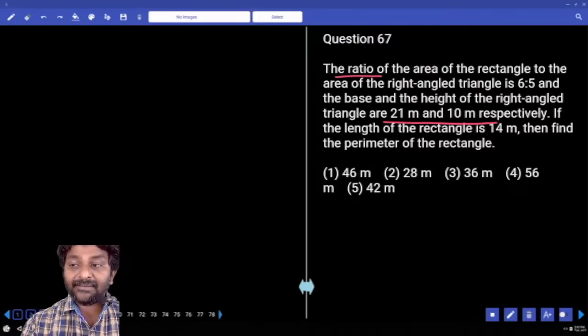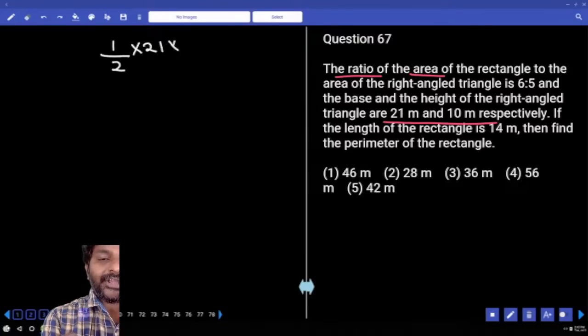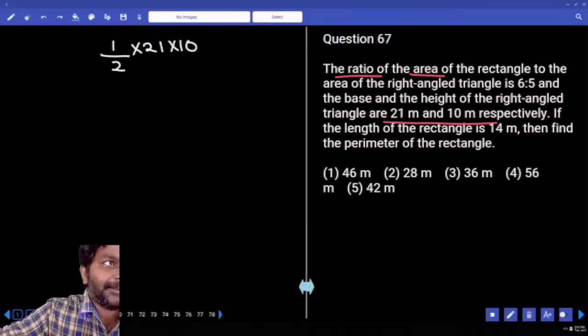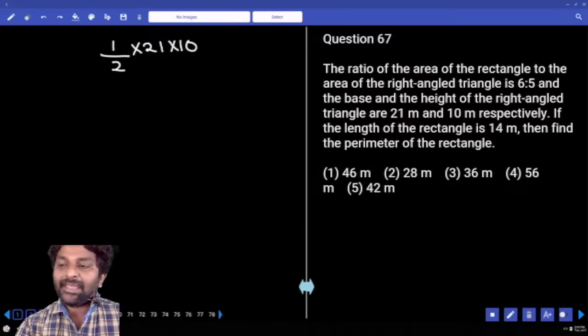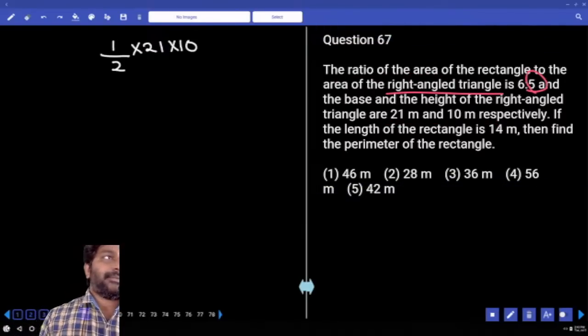What ratio is that? Area. For the right angle triangle, area in the sense half BH, half base into height. This is the area of the triangle. Is this clear? From the ratio, area of the right angle triangle is equal to how many parts? Then rectangle area. If this is equal to 5 parts, 1 part value is equal to that divided by 5.